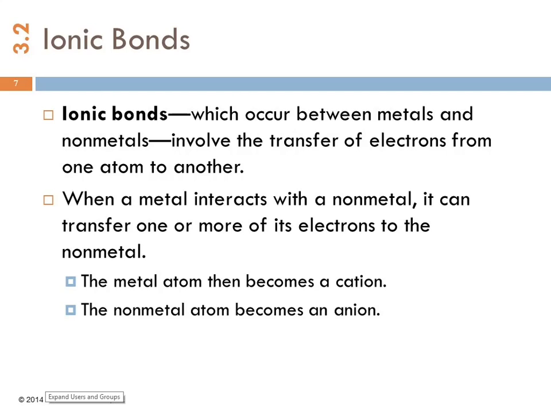So ionic bonds occur between metals and nonmetals. They involve the transfer of electrons from one atom to another. We talked about how atoms can form ions by gaining or losing electrons. We also talked about how metals form cations. So the metal loses electrons. Those electrons have to go somewhere. The nonmetal accepts the electrons, becomes an anion. They have a positive ion, a negative ion, and they are attracted to each other because their charges are opposite.